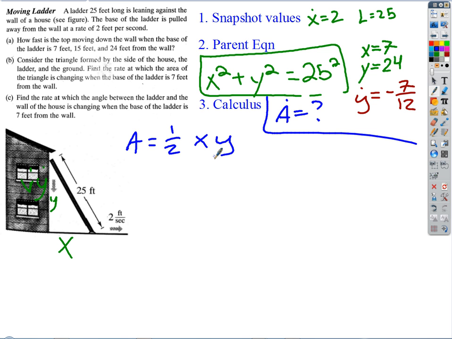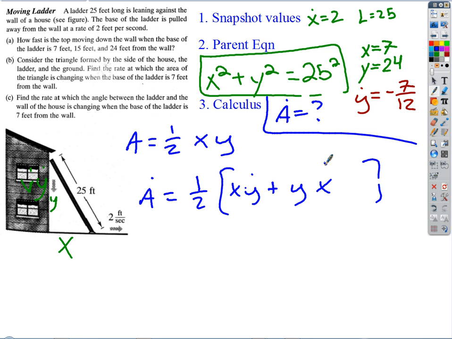Good. When we do the calculus, we're just implicitly differentiating, right? So that's going to give me an A dot. Now I have to be a little bit careful here: chain rule. I get 1/2 times, what's the product rule of x times y if we're differentiating with respect to t? x y dot plus y dot... I mean, y x dot. Good. That makes sense. And we have all that stuff, don't we?